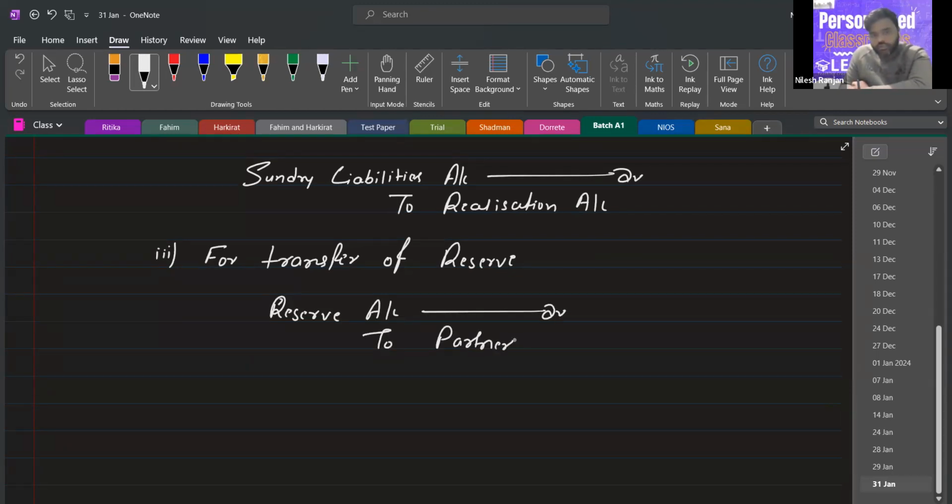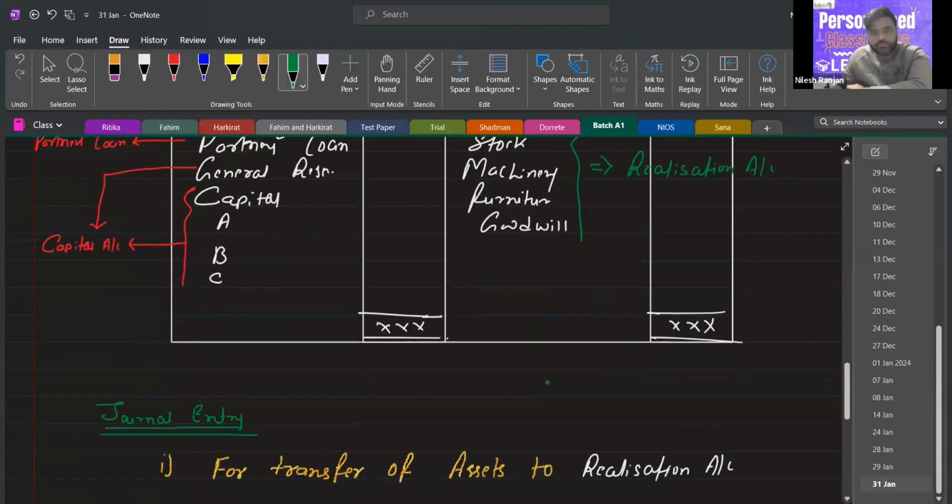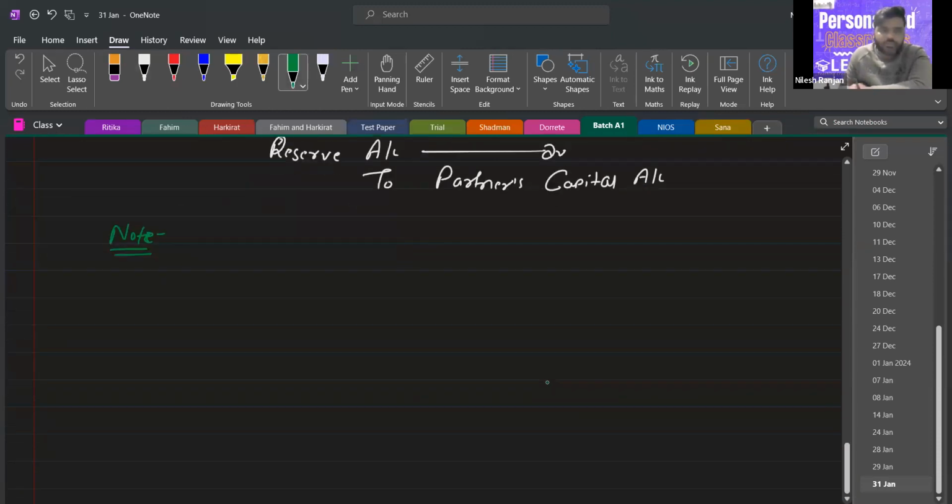Tell me, you understood the transfer part first? Now you have to remember one thing. Can you tell me where goodwill will go here? It is given in the balance sheet. It will go to the debit side of realization. Can you tell me why? Because it is an asset and by transferring the asset.